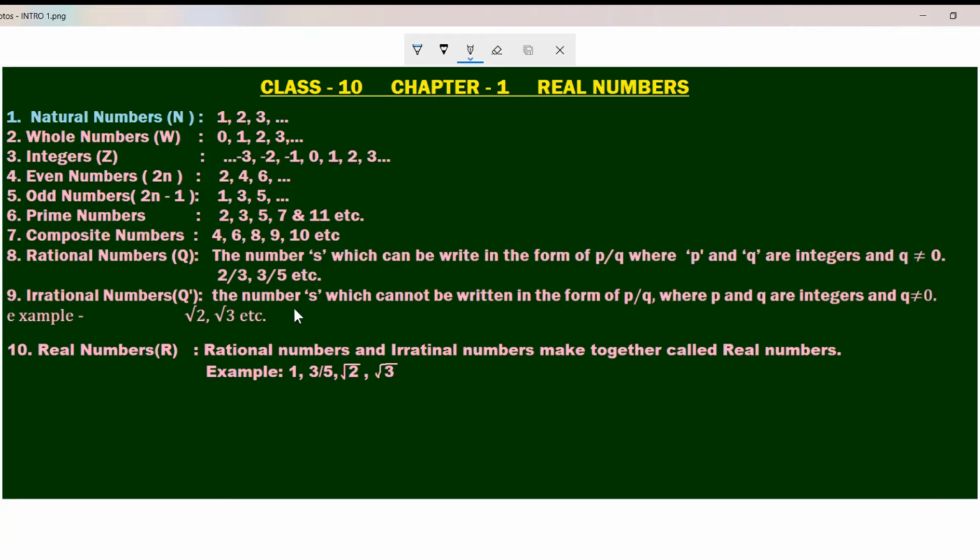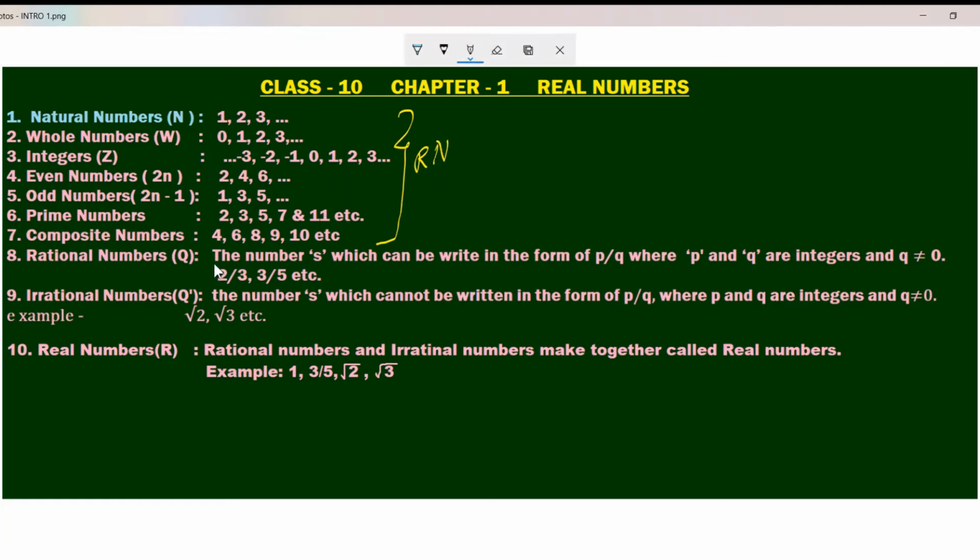Before we move on to irrational numbers, we have studied rational numbers. Those we can write in the form of p upon q. And there are two types of rational numbers: terminating, and non-terminating repeating, isn't it? Now I am going to say the numbers we studied before are also rational numbers.